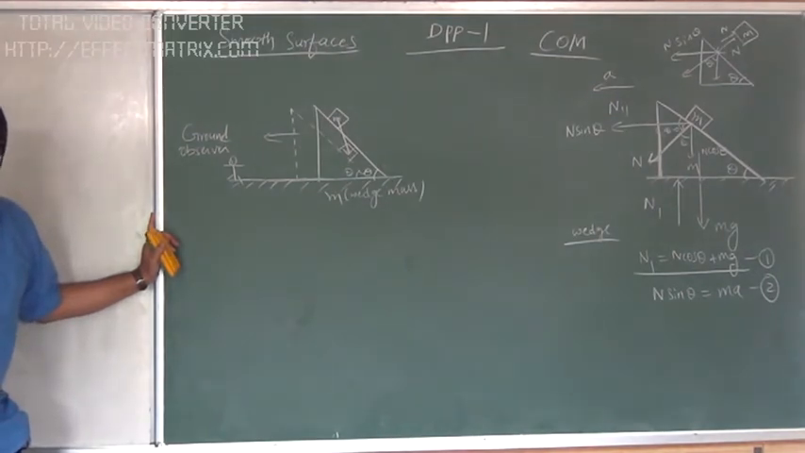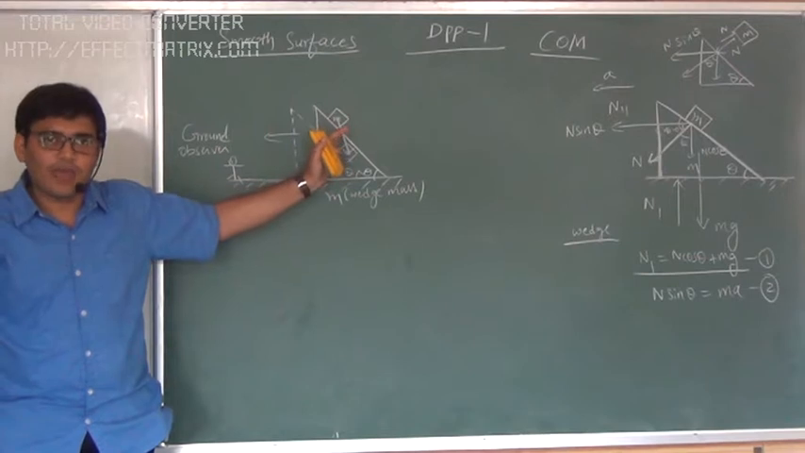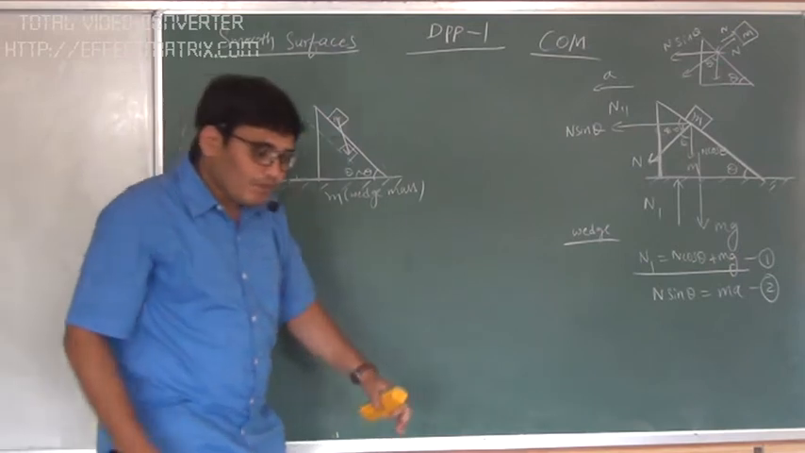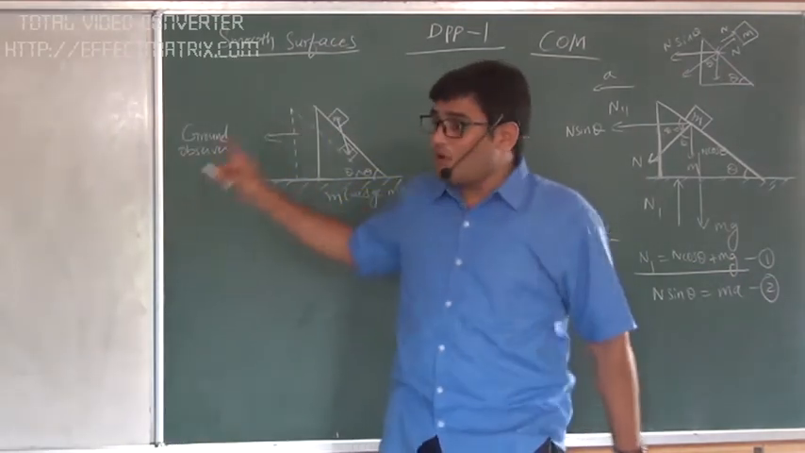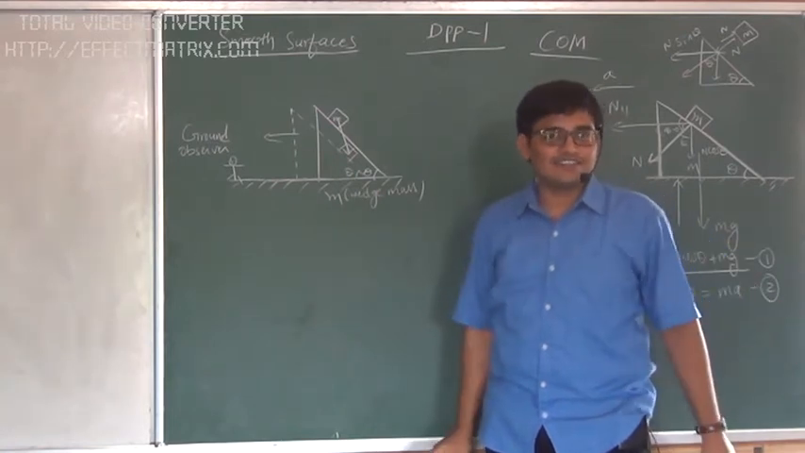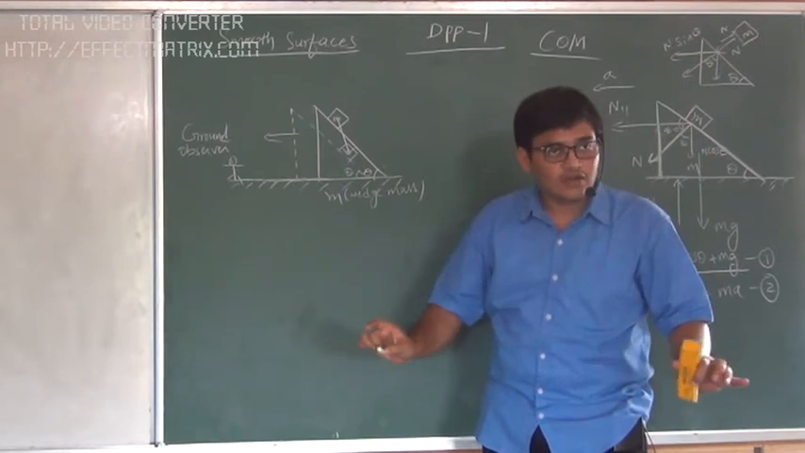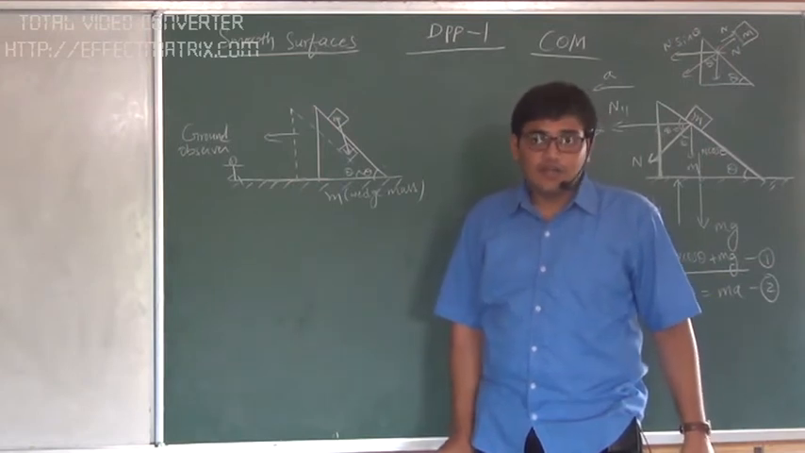Clear. And one very important observation by the ground observer: he can't analyze the block easily, but one observation he can make. This block M is moving on this wedge without losing contact. This is guaranteed by the ground observer, without losing any contact.